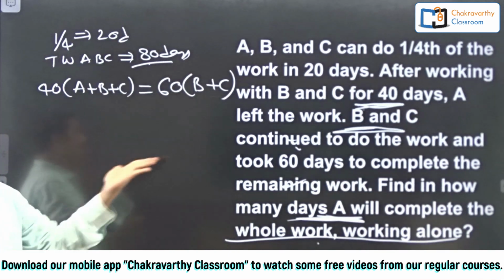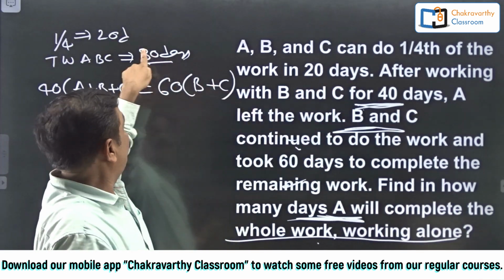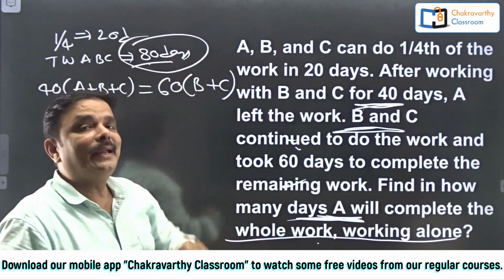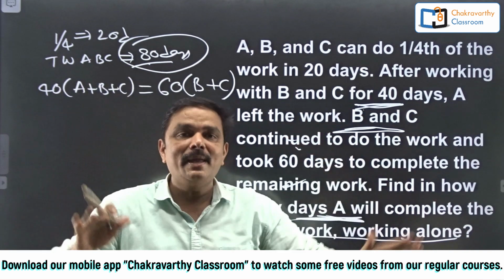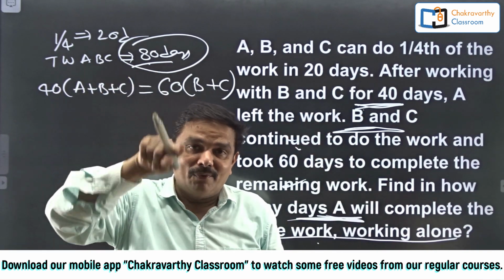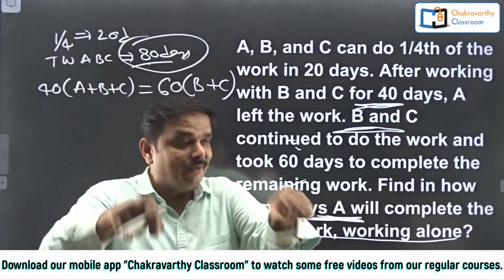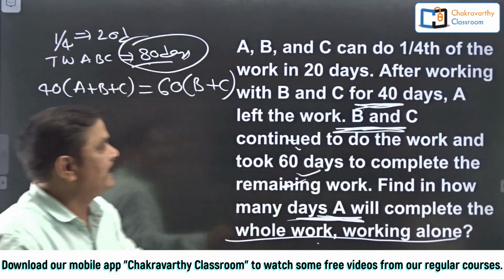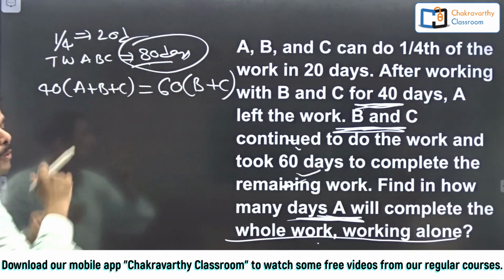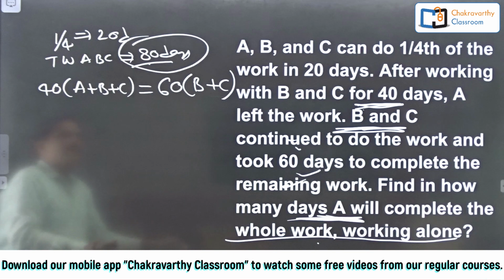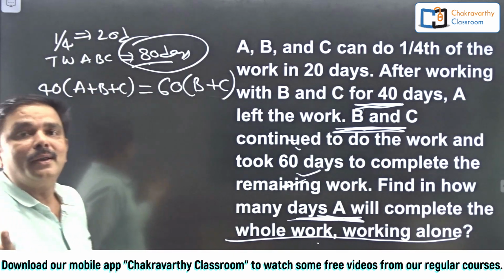Simply, because A, B and C had worked for 40 days, the total work can be done by all three in 80 days. Out of 80 days, 40-day work has been completed by A, B and C. The remaining work is 40-day work of A, B and C. That remaining work is completed by B and C in 60 days. That is why I have equalized both works. Now clearly, 40-day work of A, B, C is equal to 60-day work of B and C.